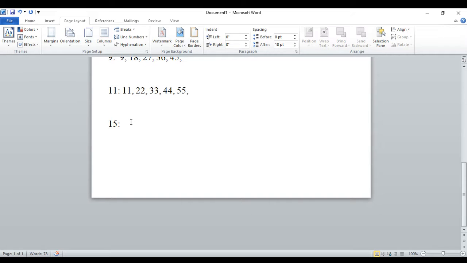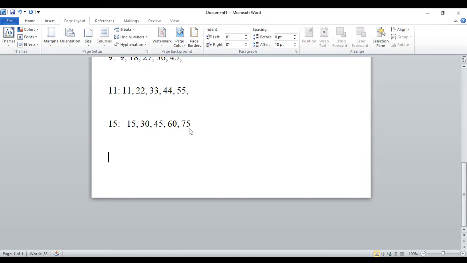So 15 times 1 is 15. 15 times 2 is 30. 15 times 3, 45. 15 times 4, 60. 15 times 5, 75. These are the first 5 multiples of 15.